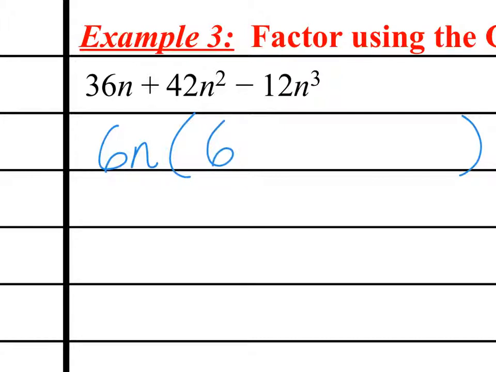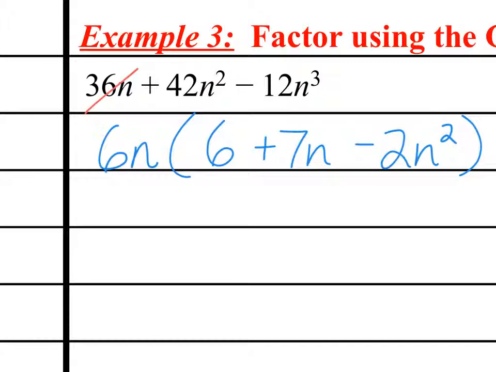Okay, so that's done. 6n times what gives me 42n squared? 7n. And then 6n times what gives me negative 12n cubed? Negative 2. How many n's? N squared. And you can always double check your work by distributing out and making sure that it matches. If it doesn't match when you distribute, then something is wrong.